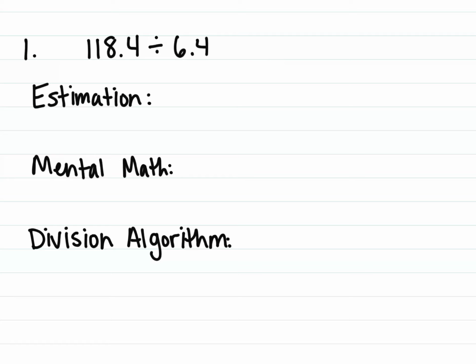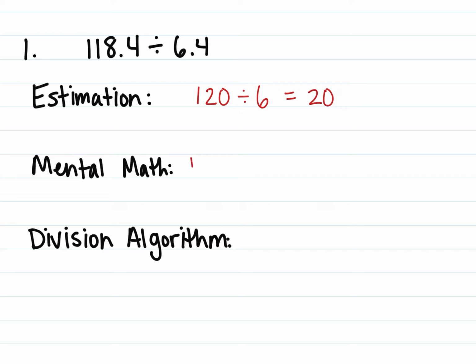Number 1 says use mental math, estimation, and the division algorithm to evaluate the expressions. Our first one is 118.4 divided by 6.4. I can estimate 118 is close to 120 and 6.4 is close to 6. When I divide 12 by 6, I get 2, so our answer here should be 20.